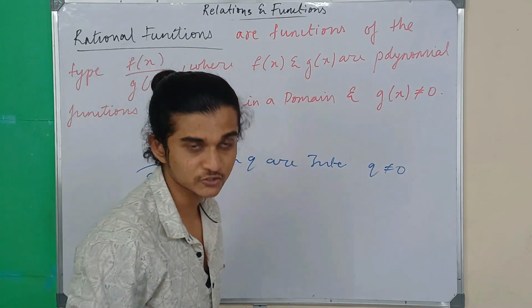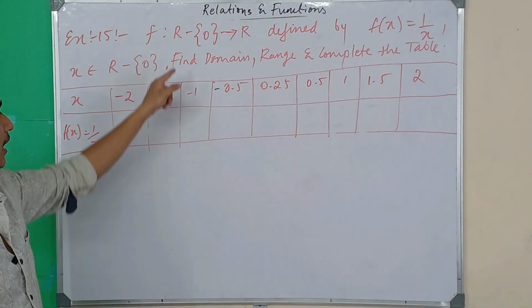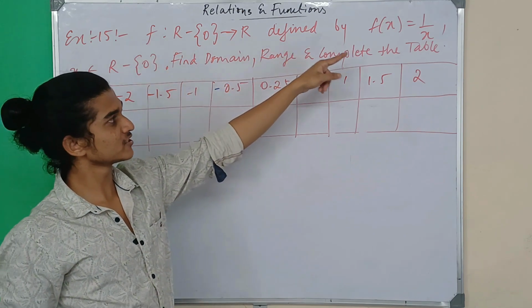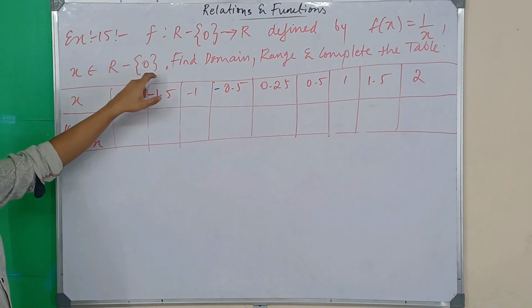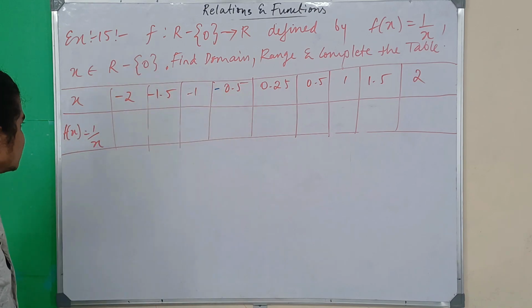Now let's try to understand this using an example. Example 15. The function defined from R minus 0 to R, I'm going to tell you why R minus 0, defined by f of x equal to 1 by x, where x belongs to R minus 0. We're supposed to find the domain and range, and we are supposed to complete this table. So let's first complete this table.